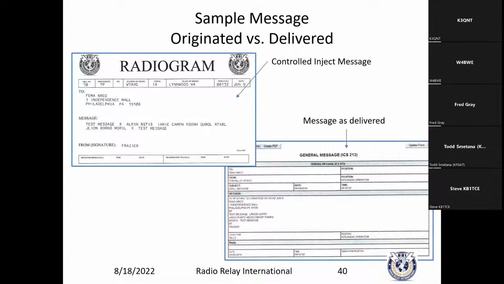So if we took a message like this, the operator would, the message is tendered for origination. It's transmitted to the NRCC. It's in the form of 5-letter cipher groups. And then the message is delivered. In this case, it was delivered in a standard ICS 213 type format. These were the one in the upper left-hand corner here as this originated. Then this is the message that was scored, and we looked for any differences between these 2 messages.